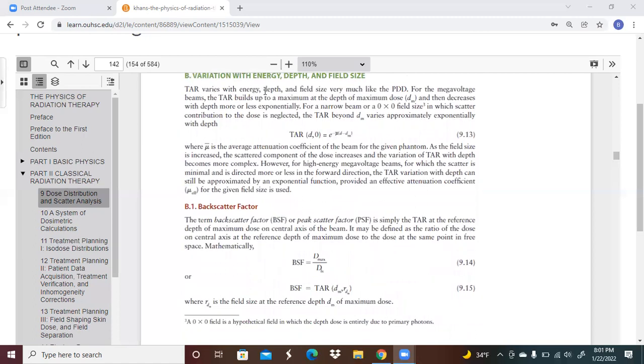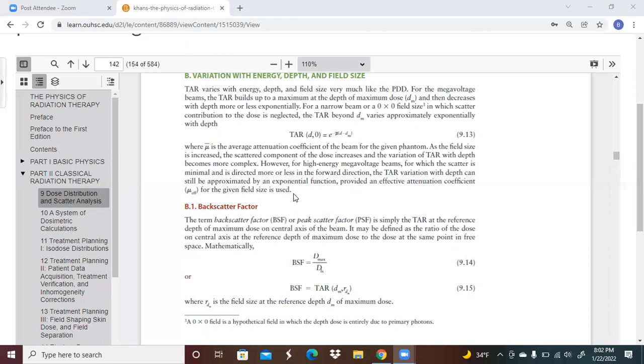So the TAR is going to vary with energy, depth, and field size, very much like the PDD. For megavoltage beams, the TAR builds up to a maximum at a depth of maximum dose and then decreases with depth more or less exponentially. For the narrow beam, 0 by 0 field size, the TAR beyond dmax varies approximately exponentially with depth. So you can see that decrease there. And this is going to be the average attenuation coefficient. As the field size is increased, scatter component of the dose increases and the variation of TAR with depth becomes more complex.